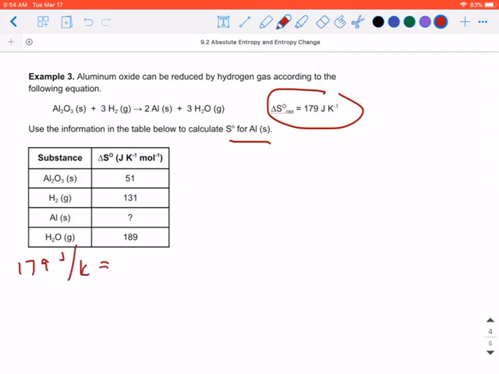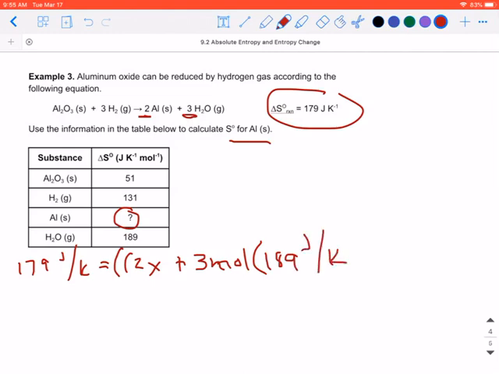That's going to equal, again, I'm starting off with my products. So I have 2 moles of aluminum. I'm going to say 2, but I don't know its entropy, that's what I'm trying to find, so I'm going to say 2x. Plus, I have 3 moles of water, so 3 moles times water's entropy, which is 189 joules per Kelvin times moles.